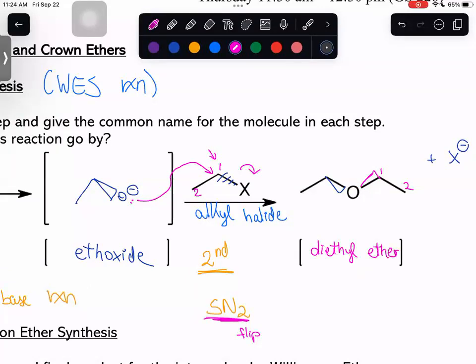Because right now we're just naming it based on the parent chain as the ether. So remember, if the parent chain is the ether, we just end with ether. If it's a substituent, what kind of suffix do we use? Oxy, exactly.